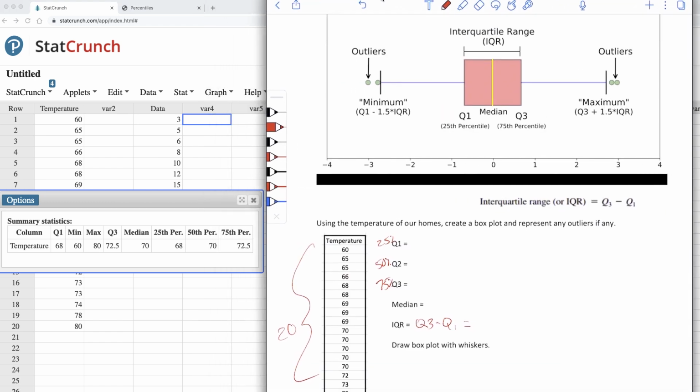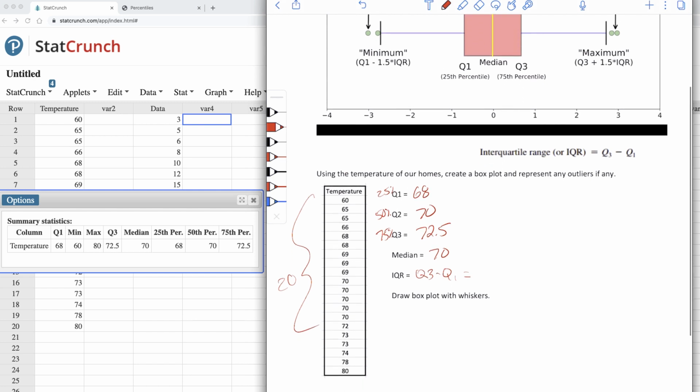So my Q1 is going to be 68. My Q2, which is my median as well, you'll see that 50th percentile and the median match up as 70. My Q3, 72.5. And 75th percentile, 72.5. So that one's where it gets a little weird, because if you look at our data, we don't have a 72.5 in there, right? So they're going in between these here. But that's okay, we're using StatCrunch and it is a valid answer.